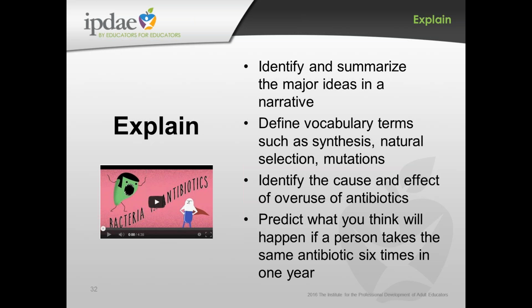And again, we can talk more about the cause and effect of overuse of antibiotics, and maybe even having them predict what they think would happen if a person takes the same antibiotic 6 times in 1 year. I guarantee that some of our students know all about antibiotics, and either the person or someone in their family may have taken an antibiotic more often than was positive and gotten something called antibiotic resistance. Again, what we're trying to do is explain more deeply this one science topic.